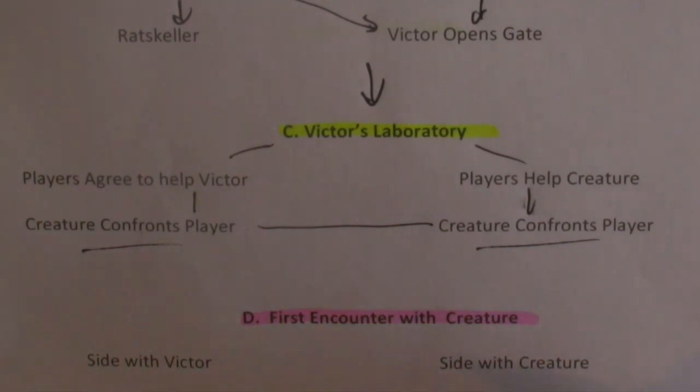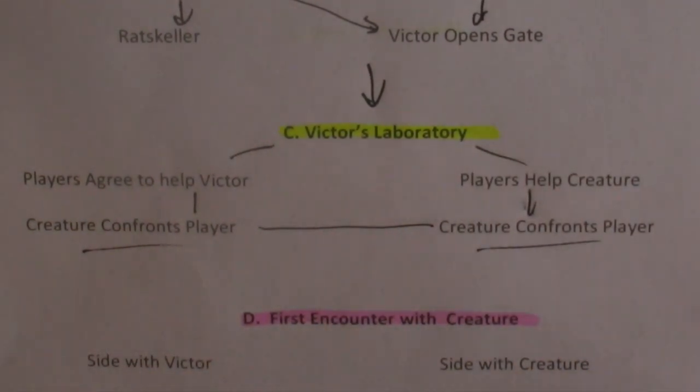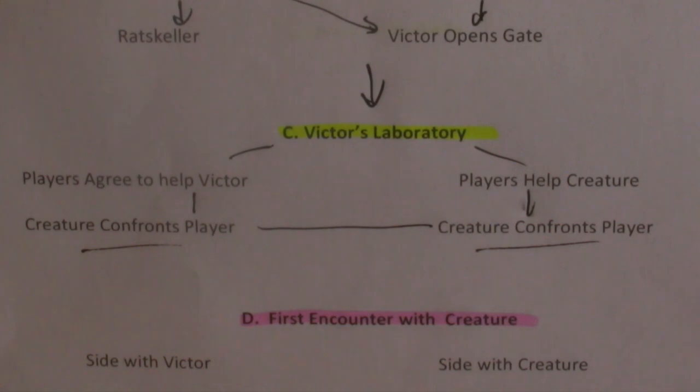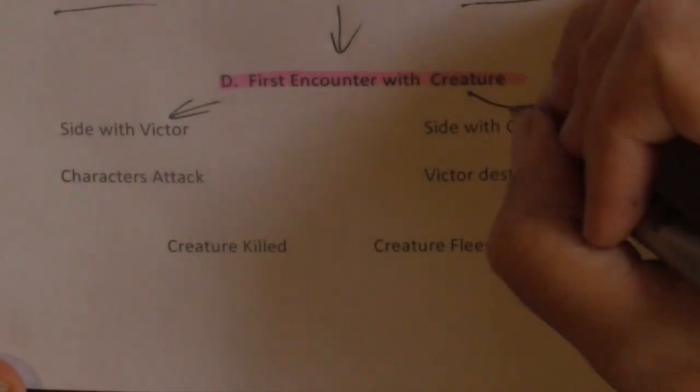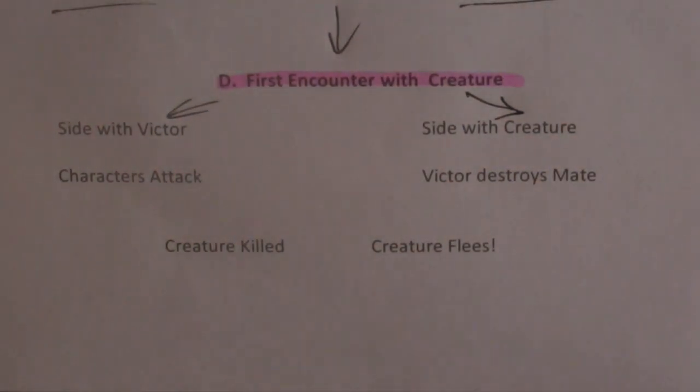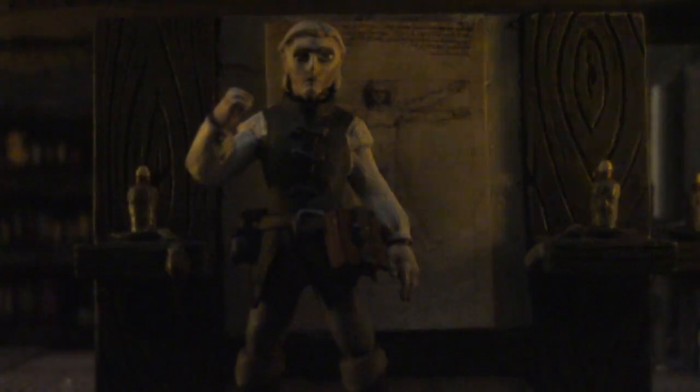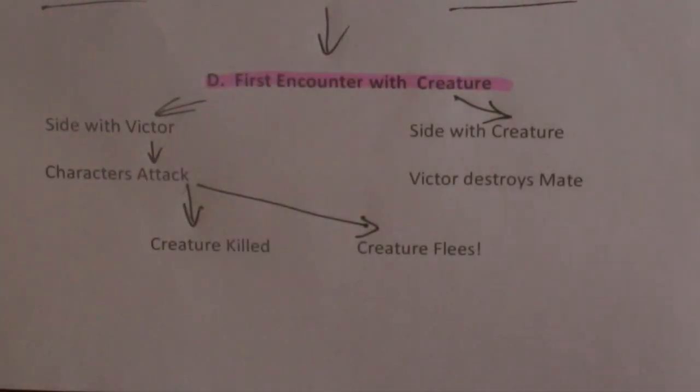Now the characters are going to have this moral quandary. It often ends up, the scenario, in a big argument at this point. Whose side are they on? Who is the real monster, right? And they can go in two paths. They could side with Victor or side with the creature. If they side with Victor, they probably lay an ambush and they wait to attack. And from there, two things can happen, right? The creature can get killed or the creature can flee and get away.